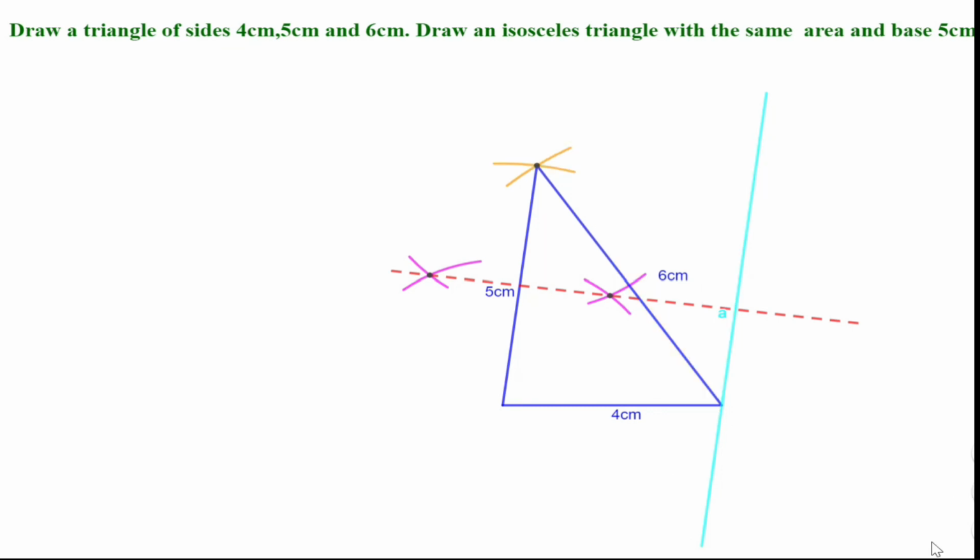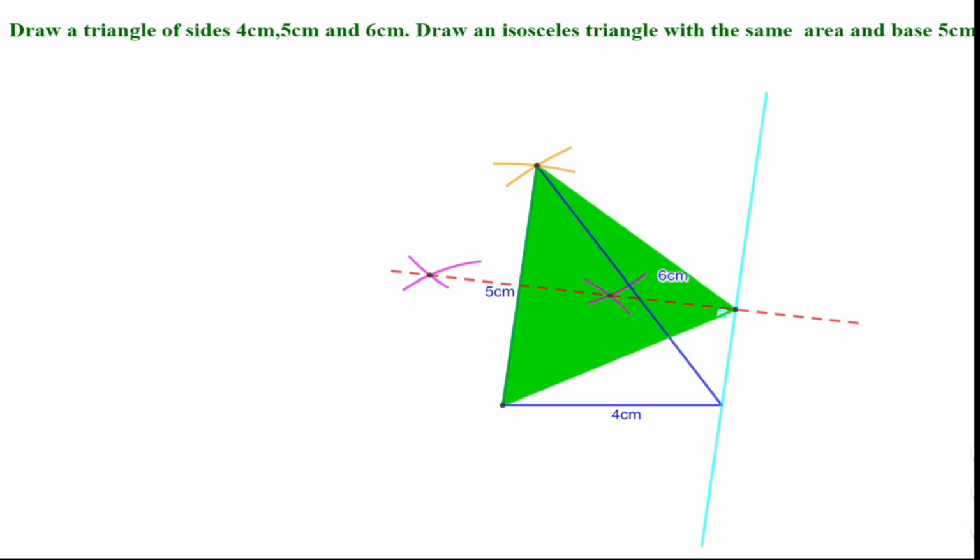Now let us mark the point of intersection of these two lines. Now let us join this point to the ends of the 5 cm side. So this is the required triangle. The base is 5 cm. It's an isosceles triangle because the third vertex is on the perpendicular bisector of this side, and the area of this triangle is equal to the area of the first triangle because the bases are same and the third vertices are on a line parallel to the base.